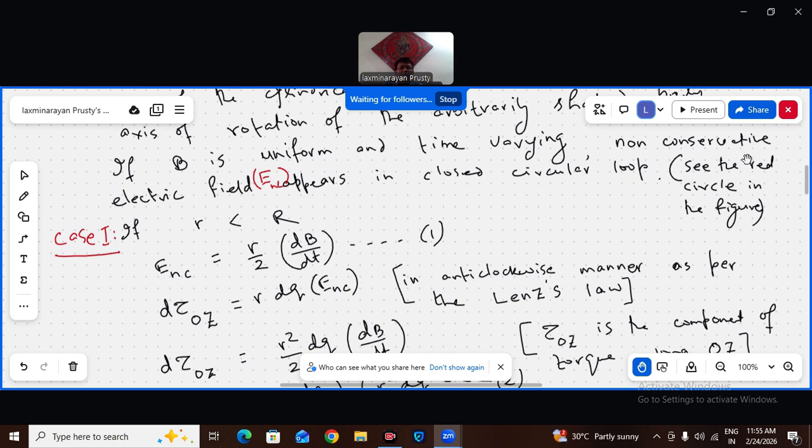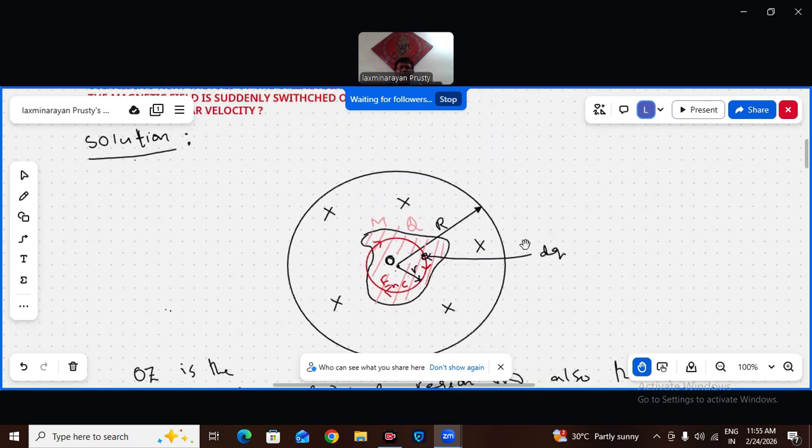So I told you to see the red circle in the figure. This is the red circle. This is just one of the electric field lines. Graphically, I have shown the circular loop in clockwise manner because field B pointing into the plane and suddenly switched off means decreasing.